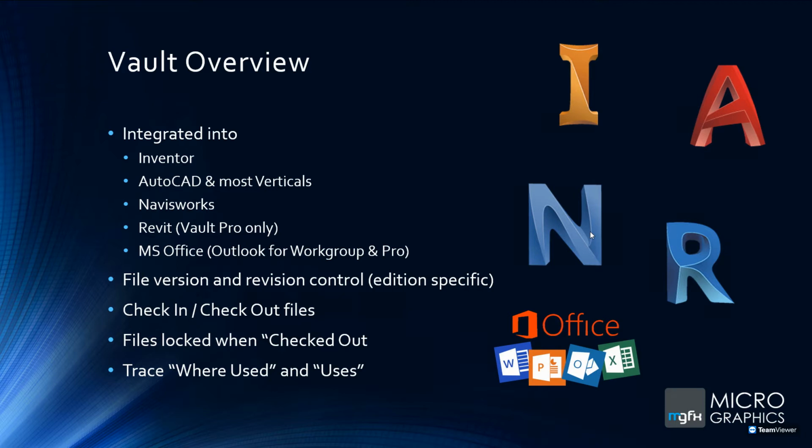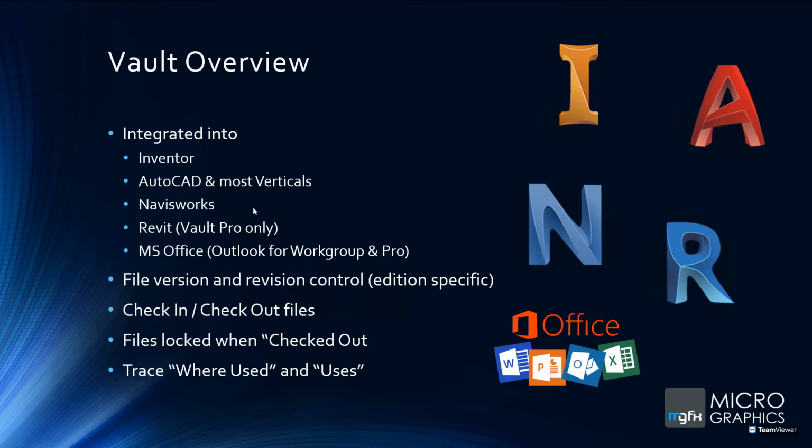So essentially with Vault Basic, you will have Word and Excel add-ins, but not for Outlook. But if you go for Workgroup and Pro, you can then have that add-in in Outlook as well, which means you could basically put emails into Vault and keep track or store important emails and information from Outlook inside of Vault. And what does Vault actually do?